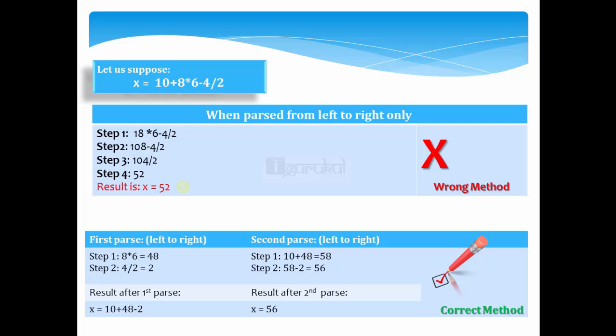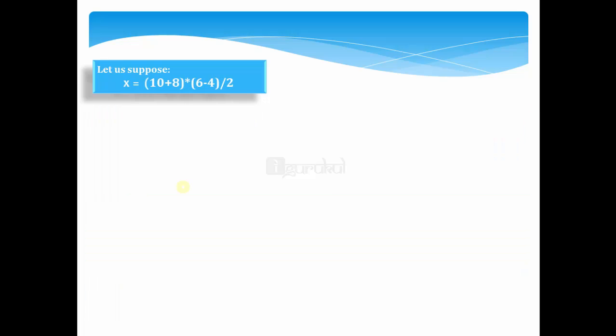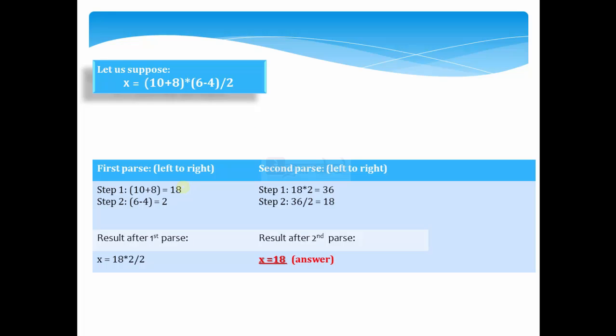Let's take another example with the same values but different approach. See, what I have done is, I have given brackets. So what is the method? As I have told you, brackets have the highest priority among all of them. So in the first pass, what our compiler will do is, it will look for the highest priority. We have got the brackets. So when it traverses from left to right, it will first solve the brackets. So in the first step, it will add 10 plus 8, that is 18. And in second step, it will subtract 6 minus 4, that is 2. So our output will be 18 multiplied by 2 divided by 2.